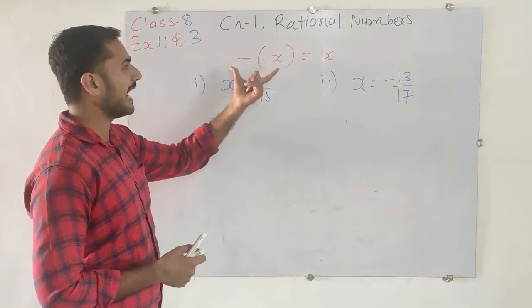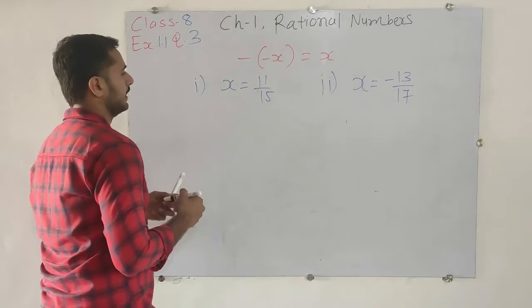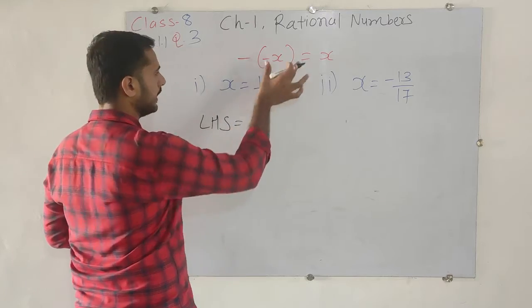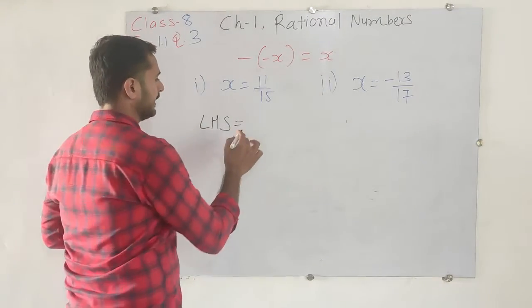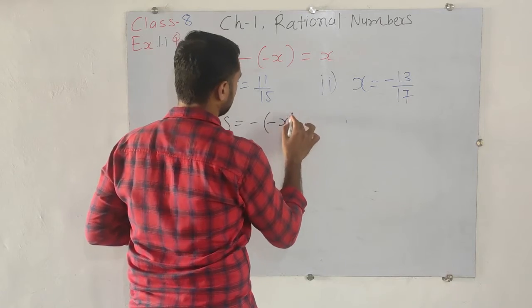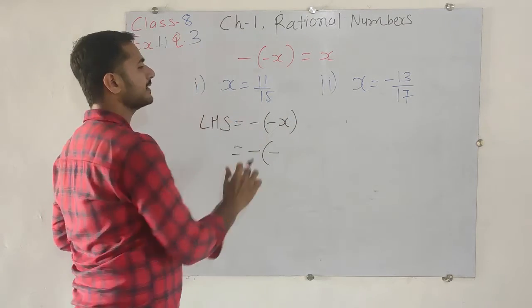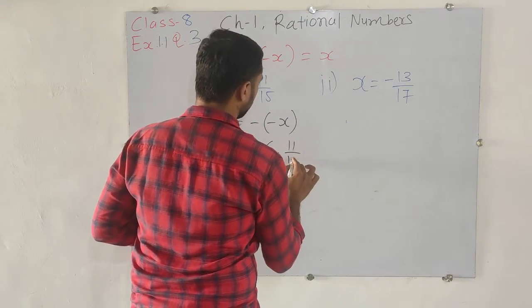How will we do it? We will start with the LHS and we will try to reach the RHS. So let's do that. LHS of the actual result which we have to prove, that is minus of minus x. Let's write down here minus of minus x. Now, what is the value of x? That is 11 upon 15. So write it down as it is, 11 upon 15.